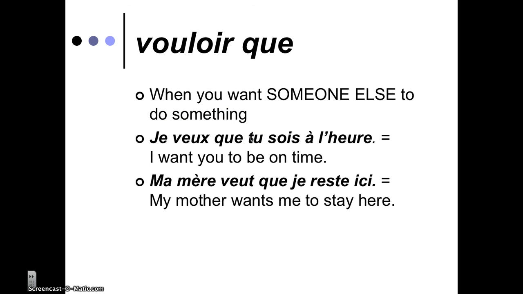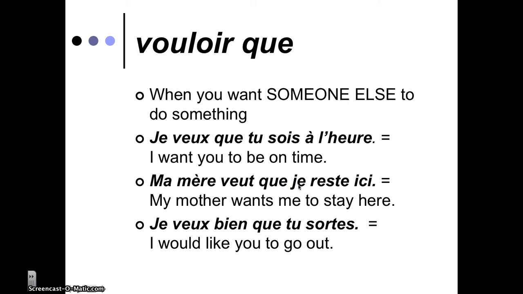Ma mère veut que je reste ici. My mother wants me to stay here, or she wants that I stay here. Again, ma mère, one subject. We got the que for a new clause, and then a new subject in je. Je veux bien que tu sortes. Je veux bien is like, yeah, I would like that. I really would like it if you go out. You know, nothing would make me happier. But again, look, je is here, and we have our new subject tu here.